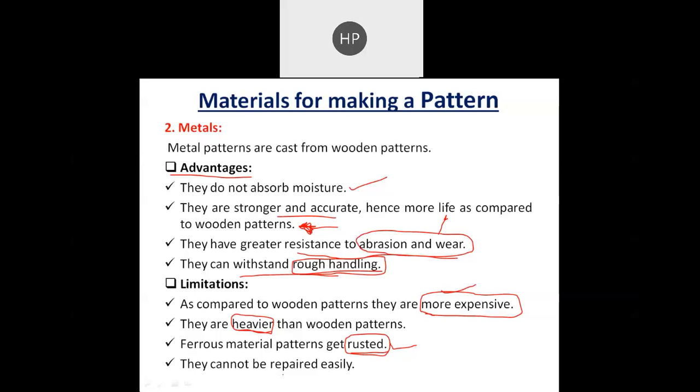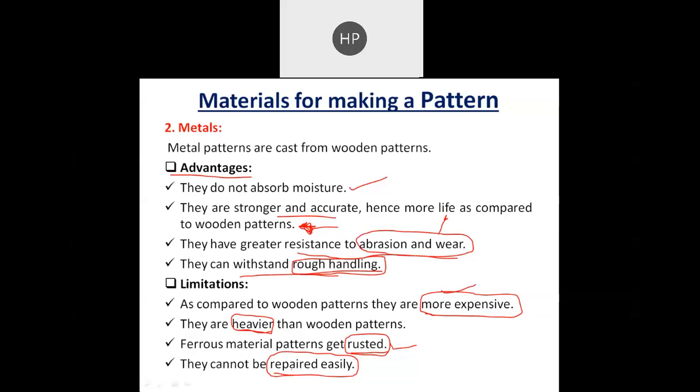Then they cannot be repaired easily. The repairing cost is also high, and the repairing process is also difficult. So they cannot be repaired easily. So these are some of the advantages and limitations of metal as a pattern material.